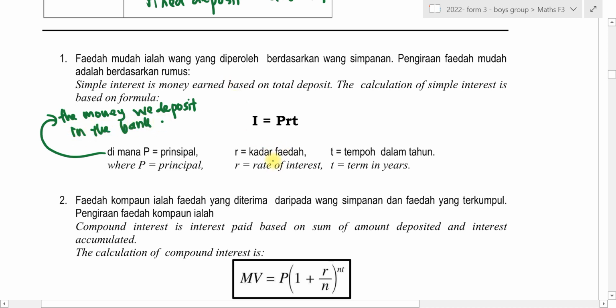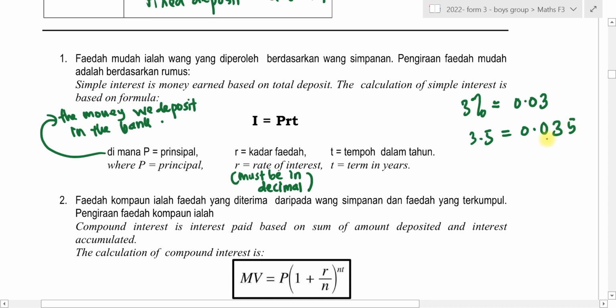And then the R is the rate of interest for 1 year, annual rate. Okay, this R must be in decimal. For example, if they tell you 3%, you must know how to convert to decimal, 0.03. If 3.5, 0.035, not 0.35. Don't make such a mistake. And this T is for time or term in years.